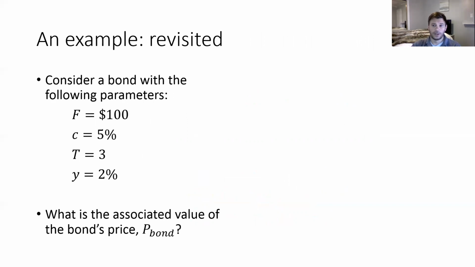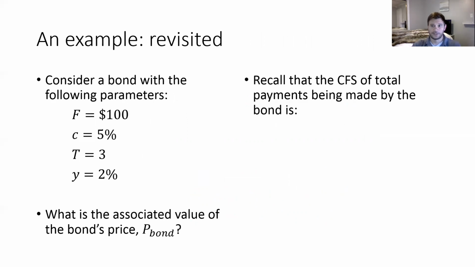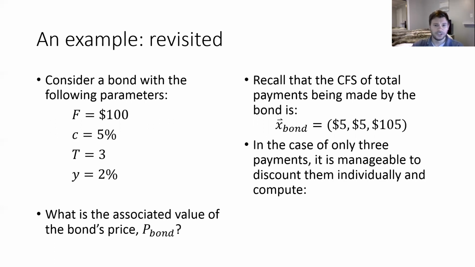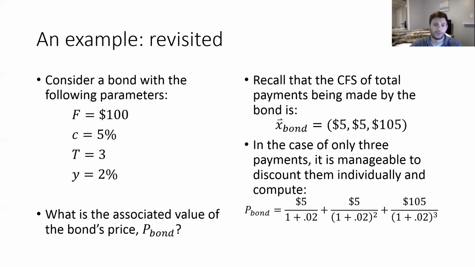So we're going to utilize that yield, the value of Y, to function like our interest rate for the bond. And to answer the question here, we're going to take the bond's cash flow structure, which we already characterized in the last example. In the case of just these 3 payments, it is fairly manageable to discount them individually and add them up without necessarily using the uniform annuity pricing formula. We can just add them up, discount them, and you would see here that the value of these payments comes out to $108.65 approximately.